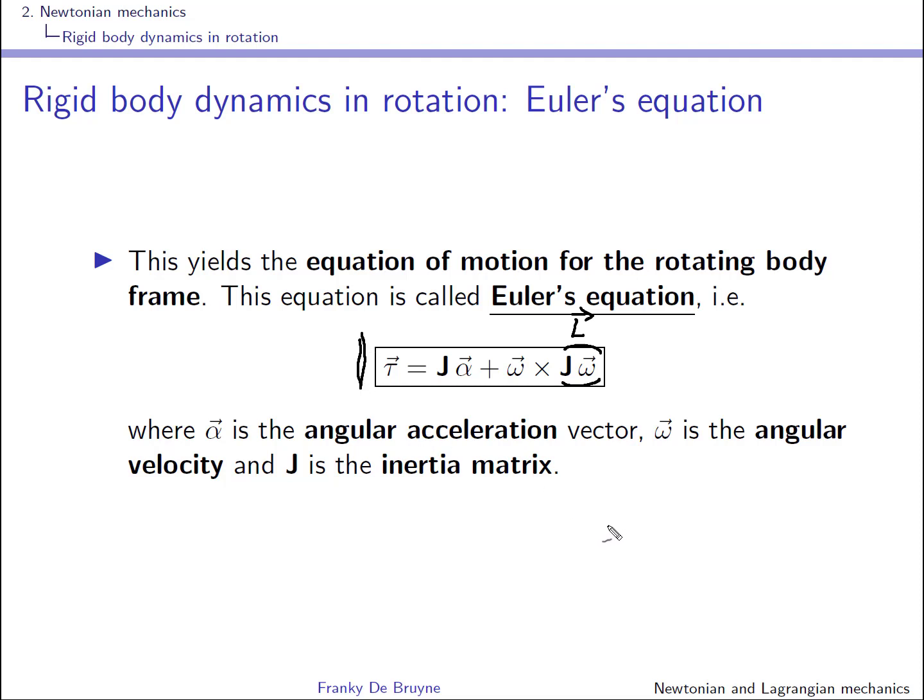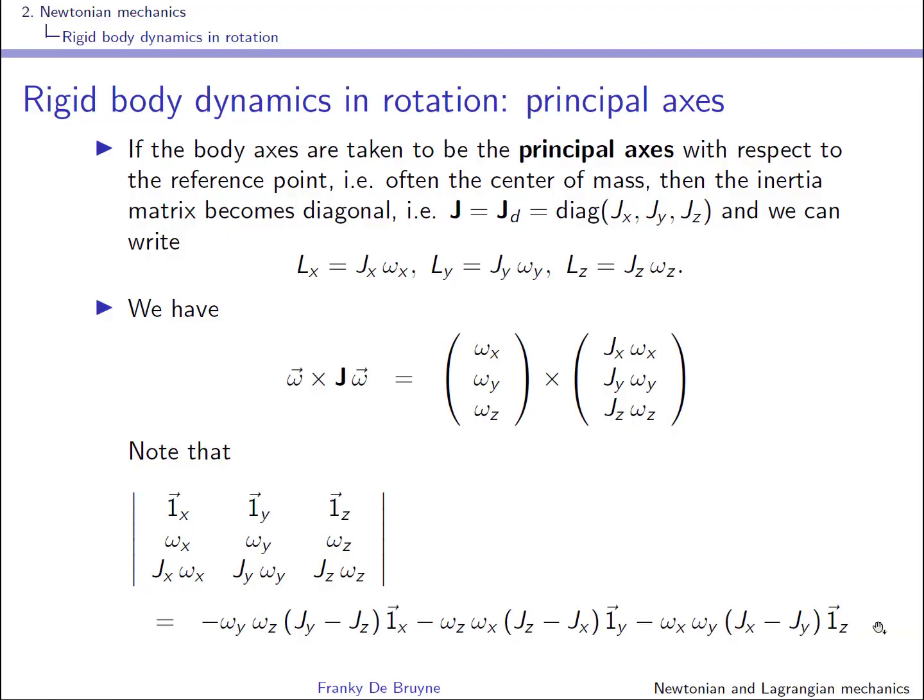So this is the general form, but now we'll have a look at what happens if you have a reference frame that is attached to the object. Very often, as I said, the center of mass will be the origin of the frame, but often you have a tendency to use a reference frame which is built on the principal axis, and in this case J becomes a diagonal matrix, right? So let's see how things evolve when J becomes a diagonal matrix.